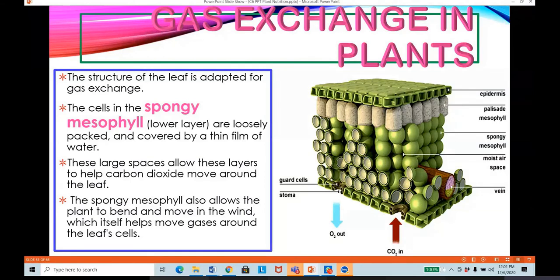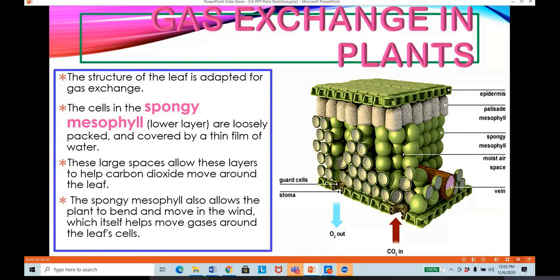Okay, so these large spaces, what do they do? They allow these layers to help the carbon dioxide move around the leaf. So allowing the diffusion of the gases easily, there are gaps or spaces between the spongy mesophyll.